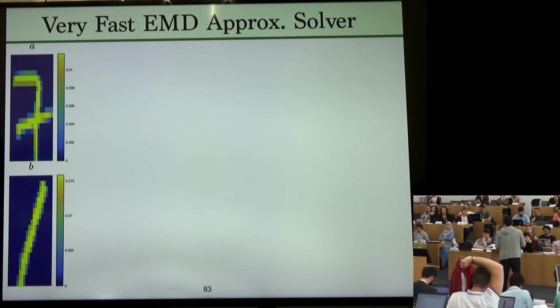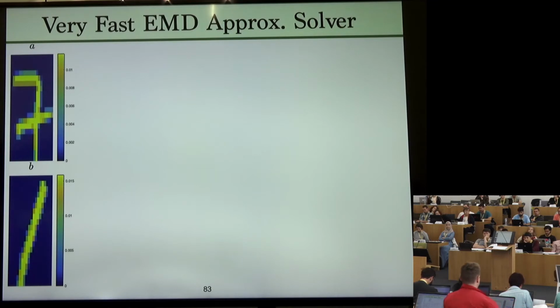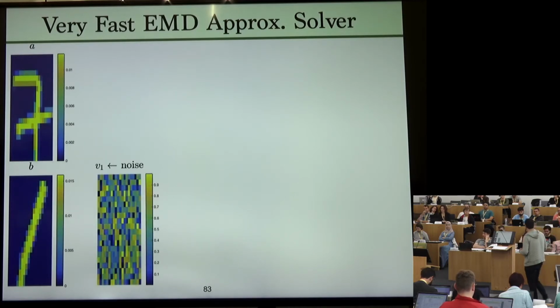So what does the Sinkhorn do? Sinkhorn starts with a vector, you remember, which is of the same size as your data. The vectors V's and U's have the same size as your histograms B's and A's here. So everybody here has the same size, so it's simple. This vector has the same size as an image, so I will just picture it as an image.